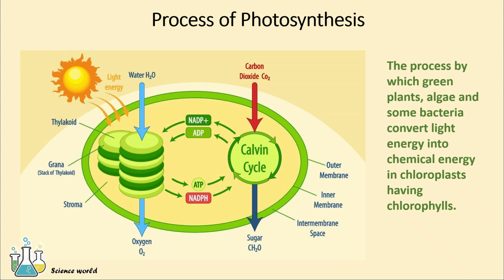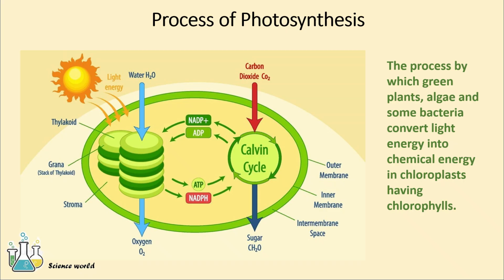This process mainly happens in the chloroplasts, which have chlorophylls. So you can see the structure of a chloroplast here. In this structure, you can see an outer membrane, an inner membrane, and also an intermembrane space. The intermembrane space is the space in between the outer membrane and inner membrane. Also, inside of the inner membrane, you can see a stroma. In the stroma, you can see grana and thylakoids.